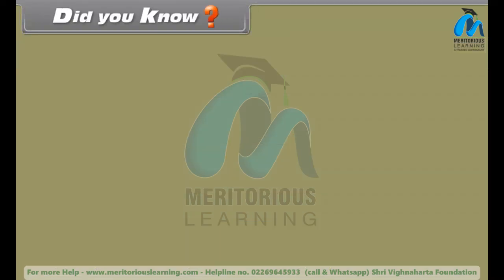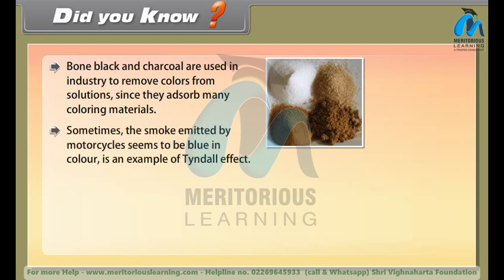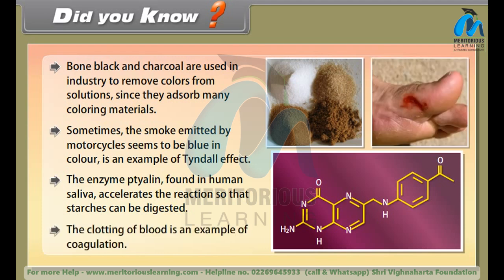Did you know? Bone black and charcoal are used in industry to remove colors from solutions since they adsorb many coloring materials. Sometimes, the smoke emitted by motorcycles seems to be blue in color, which is an example of the Tyndall effect. The enzyme ptyalin, found in human saliva, accelerates the reaction so that starches can be digested. The clotting of blood is an example of coagulation.